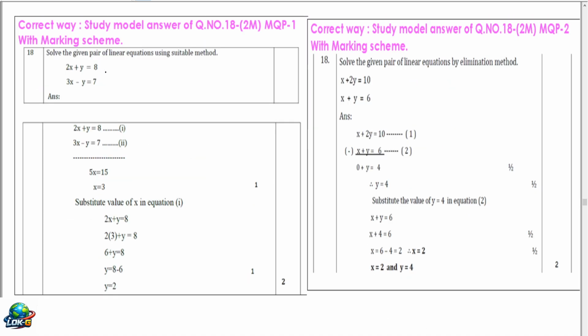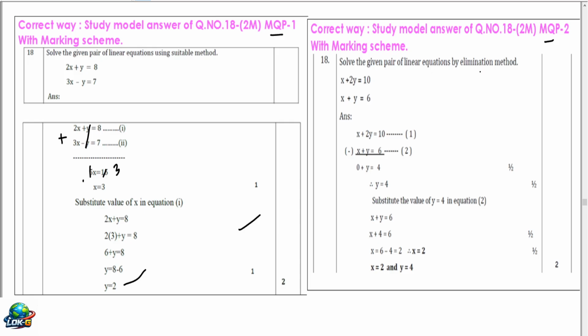Similarly, solve the given equations in model question number 1. 2x + y = 8, 3x - y. Again, observe, the sign is opposite, therefore just add them. You will get 5x = 8 + 7 is 15. x = 15 by 5. 5 ones are 5, 5 threes are 15, getting x = 3. Substitute x = 3 in equation number 1. You get 2 threes are 6, 6 + y = 8. y = 8 - 6 is 2. Therefore, you get 2 marks.